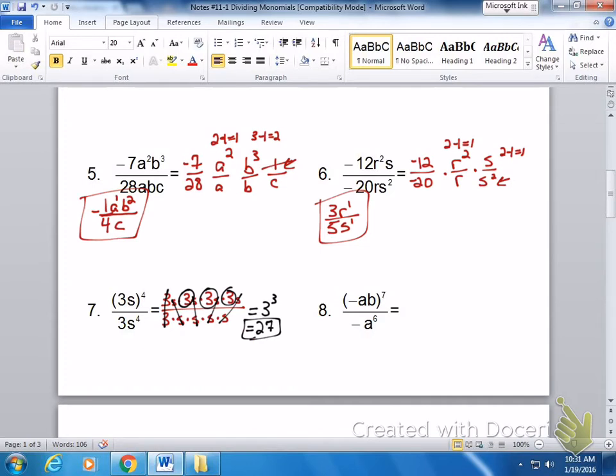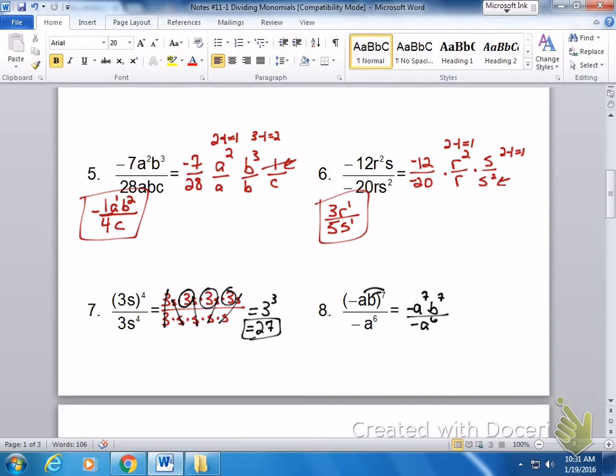Now probably the hardest one today is number 8. I have negative ab to the 7th. Now I'm going to go ahead and take this 7 and multiply it by both of these. Negative a to the 1st to the 7th, you multiply exponents, get negative a to the 7th. B to the 1st to the 7th is b to the 7th over negative a to the 6th.